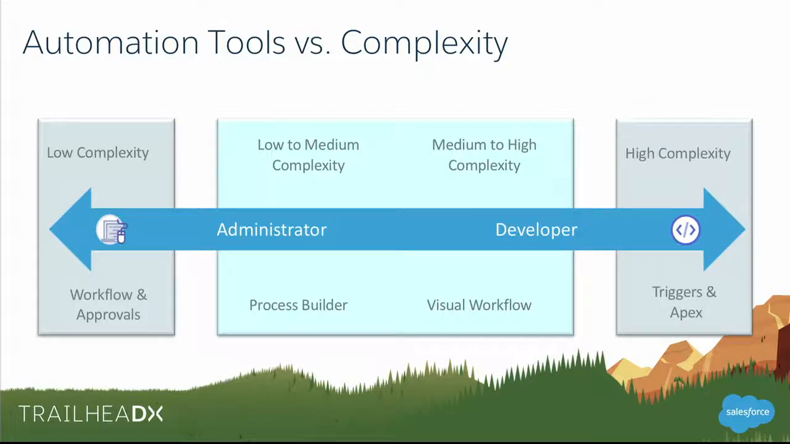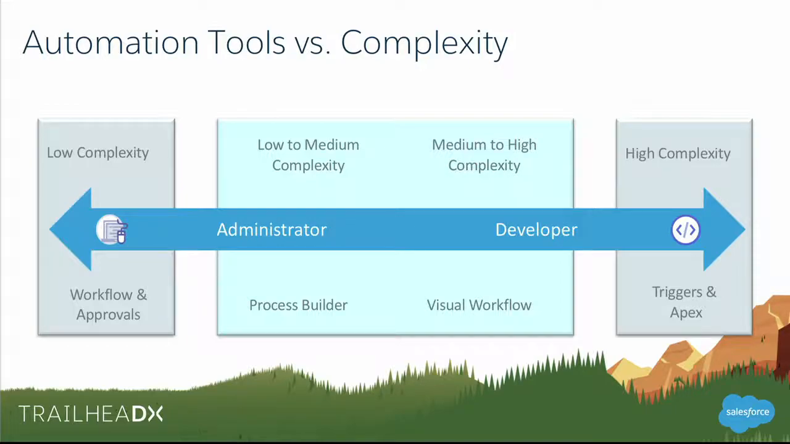So here we're talking about automation tools versus complexity, and we can see the continuum of where these tools come into play and where we're going to end up writing code. If we look at the bottom level, low complexity, we're using workflow rules and approval processes. These are easy to create, they're not too complex, and they really can do quite a bit, especially when used in conjunction with each other.